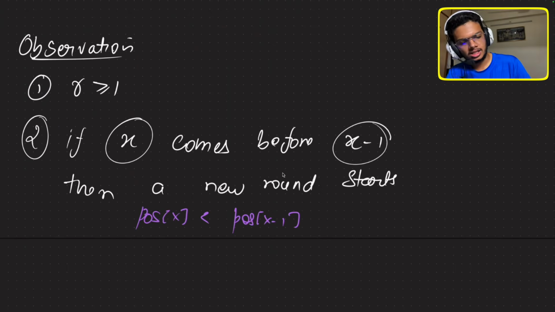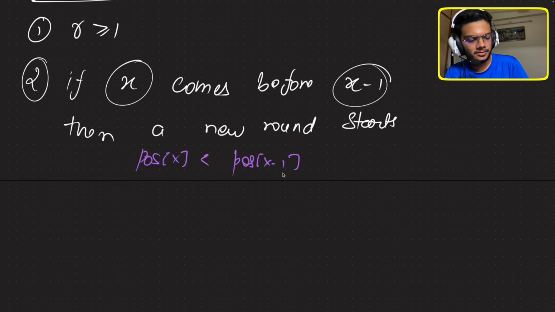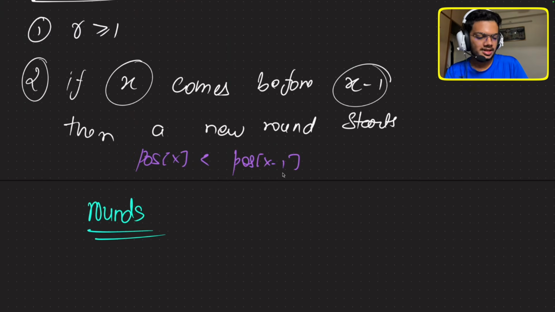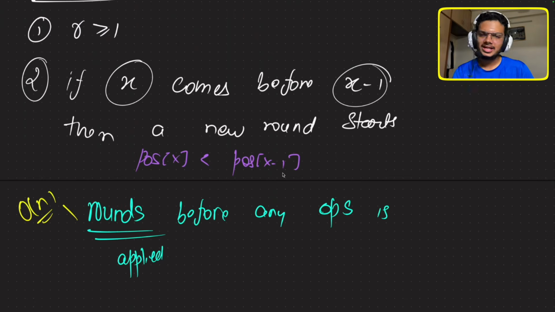So in a way, if you have these two observations, you can calculate the rounds before we have performed any number of operations, right? So you can say this is the rounds before any operation is applied. Before any operation is applied, you can calculate this, right? In actually order of n time. Order of n or order of n log n, doesn't really matter. You can calculate the number of rounds before any operations are applied. Fine. So that's one observation.